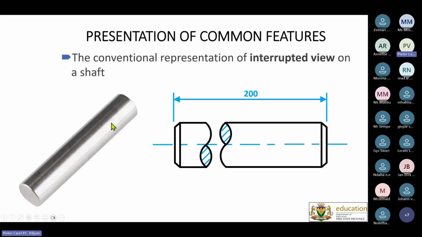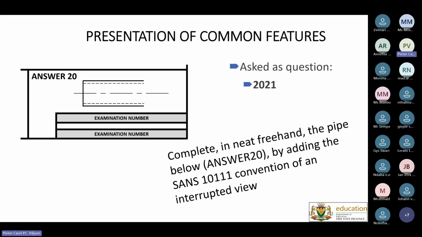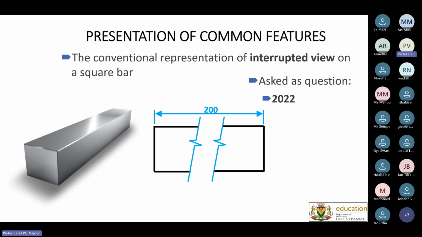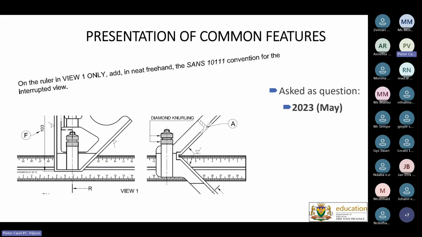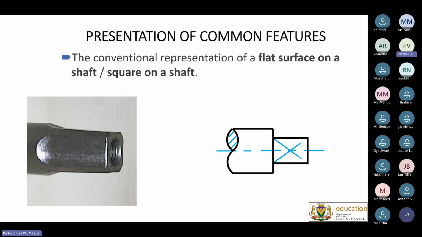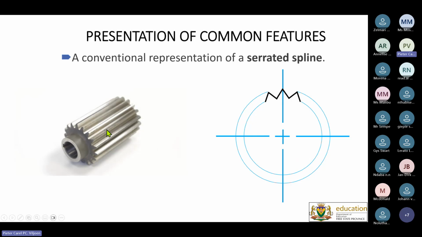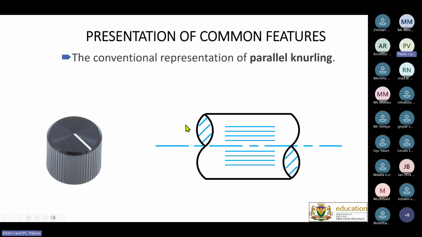Interruption of a view, grade 11 and 12 content. The S-break for a pipe, grade 11 and 12, and for a solid square bar, it's also 11 and 12 content. And how many times it has been asked. Flat surfaces is grade 11 and 12 content. And then this is a spline. This is the way you will show the spline. This is also a serrated spline where it's teeth or gears that's basically in there, and that's the way you're going to show the serrated spline itself.